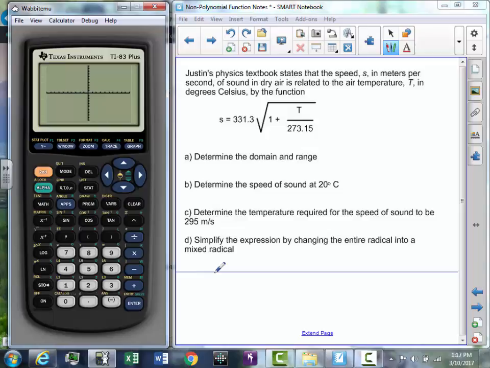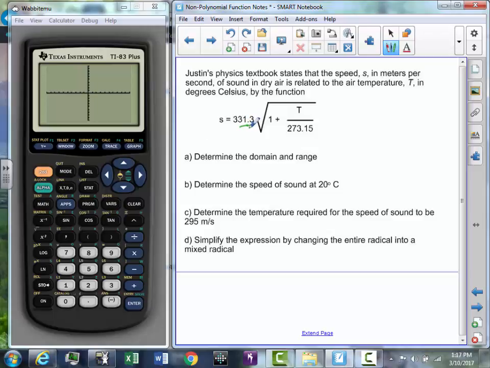Right. So what I need you guys to be able to do is look at the equation and tell me how this graph got moved around. For example, what's this 331.3 going to do to the graph? Stretch it way taller, right? Currently, our graph is set to go from 0 to 10. This is going to make it 300 times taller.